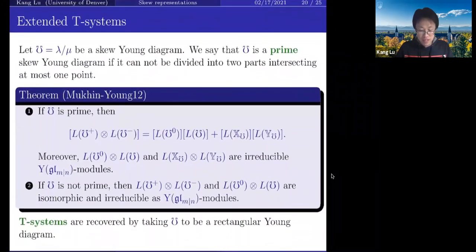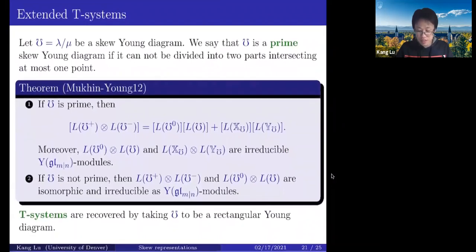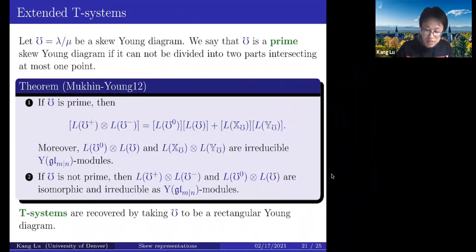Okay, another thing I want to discuss is the extended T system. For example, this is where we use the exact functor. I will explain this extended T system using the normal T system. I will just call it omega. So this is a Young diagram, and I consider prime Young diagrams. That means I'm not going to consider a Young diagram of such a case, because you can cut it here and then it becomes two different pieces that intersect at most at one point. I also don't want to consider such a situation because they're not connected. So I want to consider prime Young diagrams.